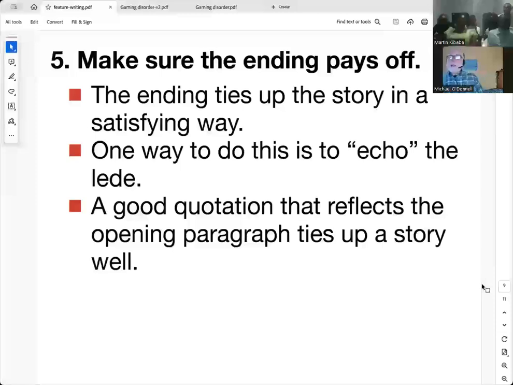So the ending ties up the story in a satisfying way. And one way to do that is to create an echo. Go back to your lead and ask, how can I wrap this up and reflect what was in the lead, to put a nice topping on it, or a bow on it, as we say. And lots of times, and this is a really good tip, a good quotation that reflects the opening paragraph ties up the story.